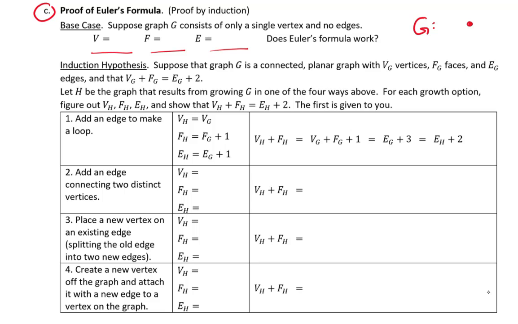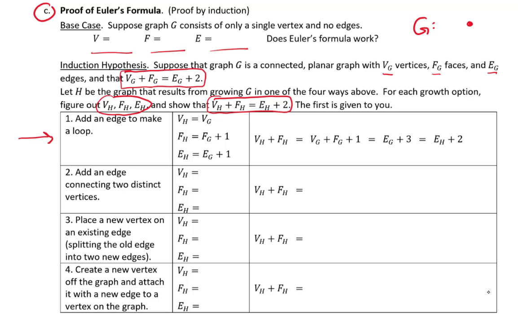Now for the induction hypothesis. Suppose that graph G is a connected planar graph with V sub G vertices, F sub G faces, and E sub G edges. And we really are assuming that Euler's formula does work for graph G. Then let H be the graph that results from growing G in one of those 4 ways above. For each growth option, I want you to figure out V sub H, F sub H, E sub H, and show that Euler's formula also works for graph H. So the first is given to you.